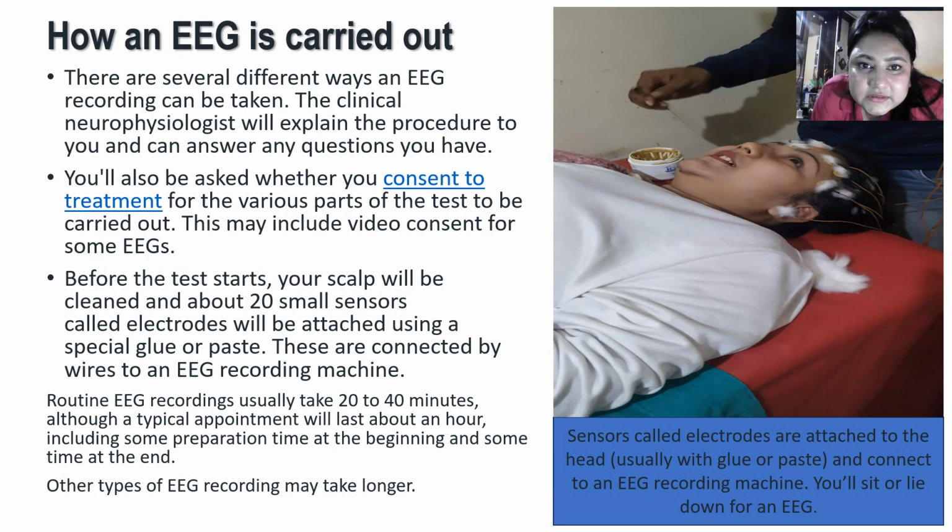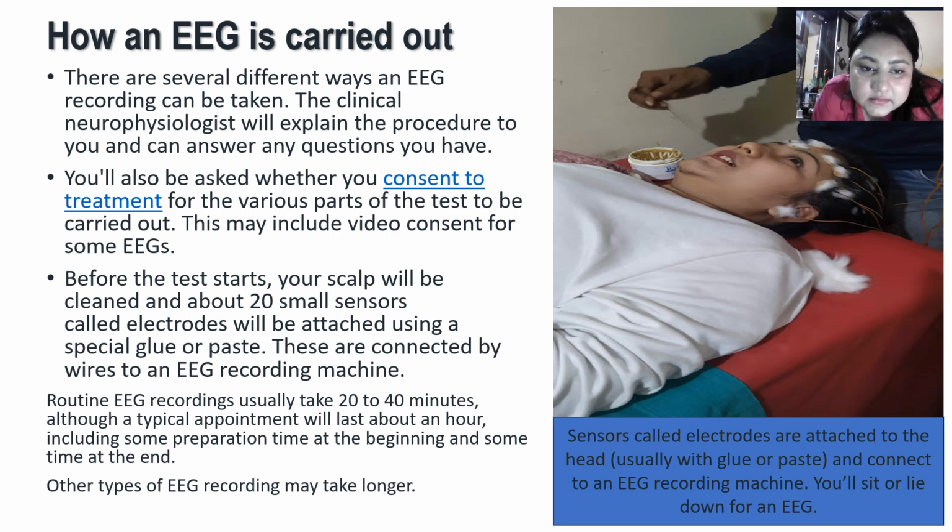How is an EEG carried out? There are several different ways an EEG recording can be taken. The clinical neuropsychologist will explain the procedure to you and can answer any questions you have. You will also be asked whether you consent to treatment for the various parts of the test to be carried out. This may include video consent for some EEGs.